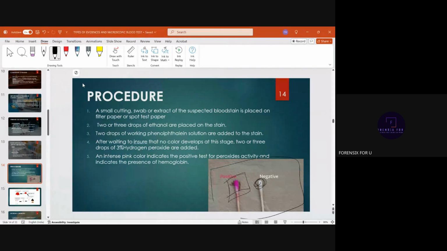There can be false positive tests also. We cannot confirmly say that this is blood. We say that it can be blood. Right? Am I clear? Have you understood the test procedure here? Yes, ma'am. Okay. So this is how we do it.